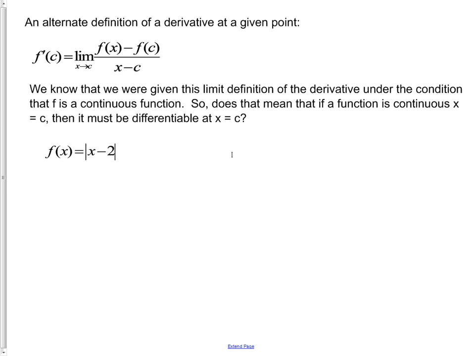Okay, so we have this alternate definition of the derivative at a given point, and it's actually a really useful tool for determining something about the differentiability, that is, the ability to find a derivative of a function at a given point. And we know that we're given this limit definition of the derivative, both forms actually, under the condition that f is a continuous function.